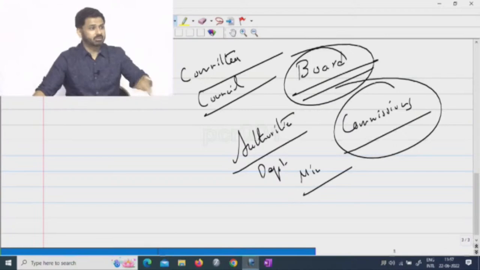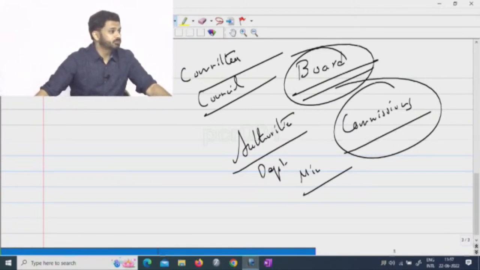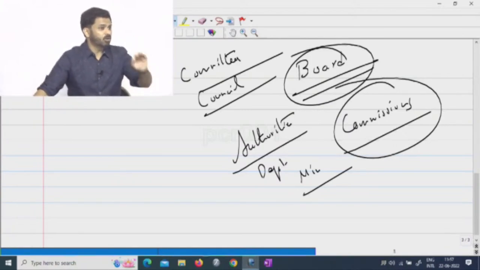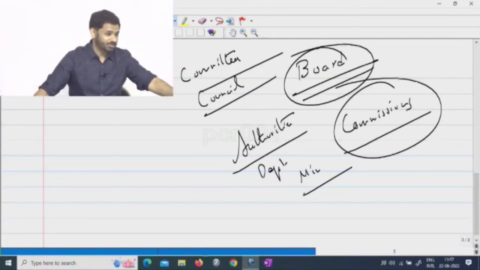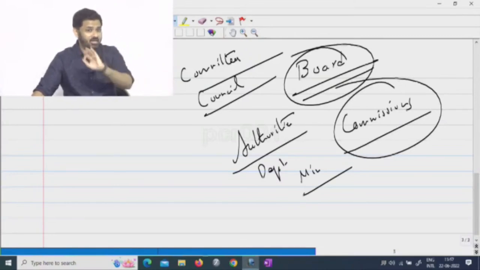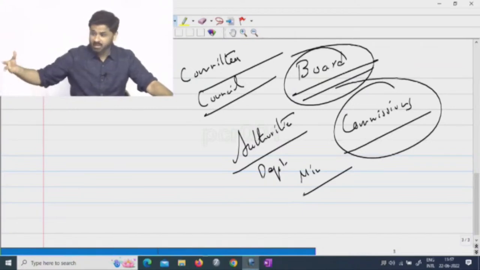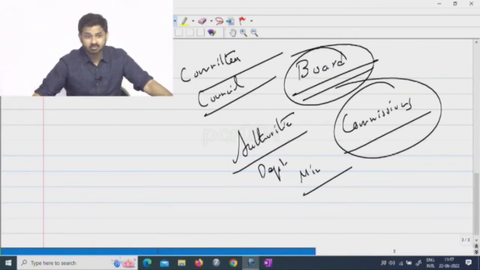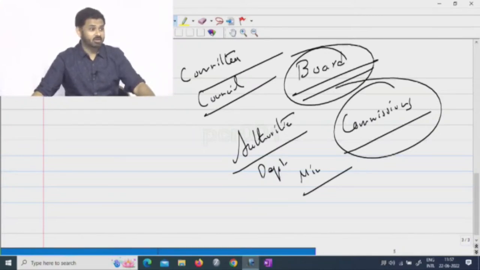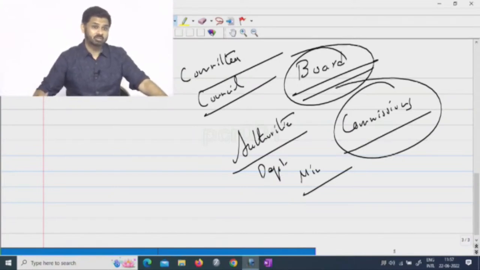Without organization, nothing could be achieved. You were born in an organization, you will die in an organization. Organization is one ultimate reality of the society. Even a family can be considered as an organization. Right? So what is important for us to understand is organization.